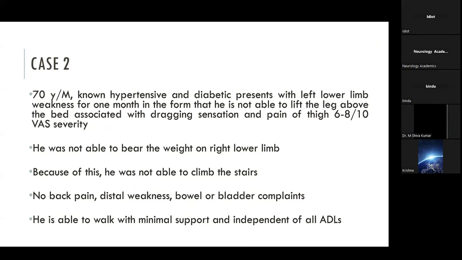So this 70-year-old male who is hypertensive and diabetic presented with left lower limb weakness for 1 month, which is subacute onset, in the form of not being able to lift his leg above the bed. There is also difficulty climbing the stairs. So it is more of a hip flexion weakness.